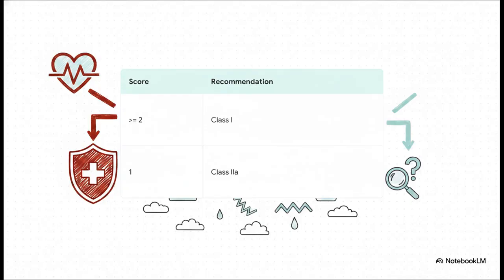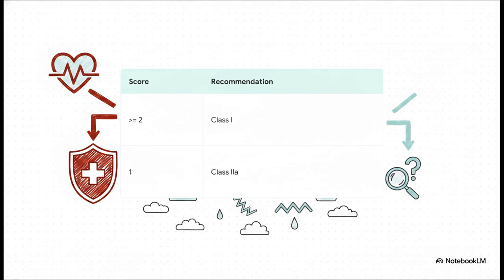So how do we use this new score in practice? Current guidance is super clear. A score of 2 or more, that is a hard Class 1 indication for anticoagulation. It's mandated. But here's the kicker. A score of 1 still carries a Class 2A recommendation. That means you should be actively considering anticoagulation for a score of 1, not just brushing it off or deferring it by default.